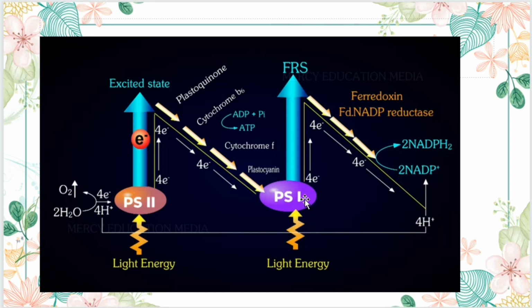Photosystem 1 lost one electron. To compensate for that, photosystem 2 gives one electron. Photosystem 2 in its excited state gives the electron to photosystem 1. Photosystem 2 has lost an electron. To compensate for that, H2O is involved in giving an electron and one photon, releasing oxygen.